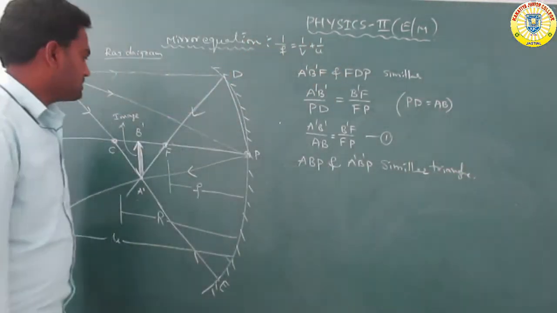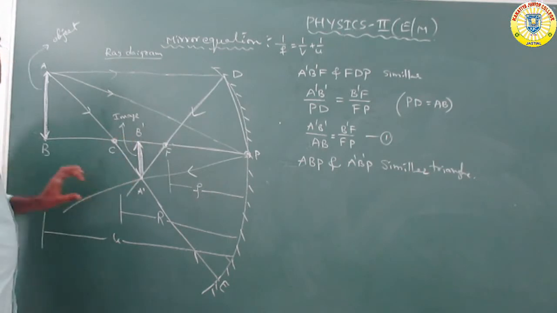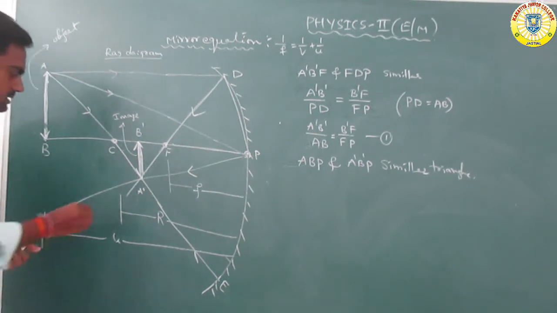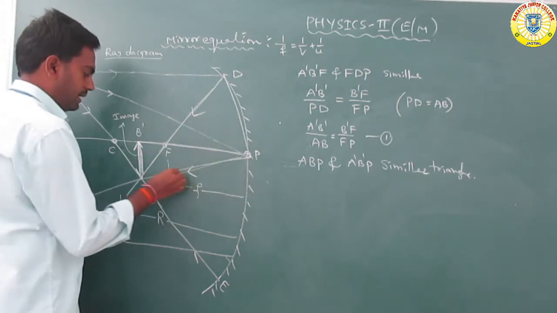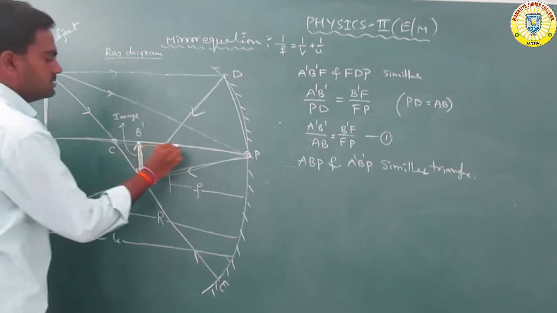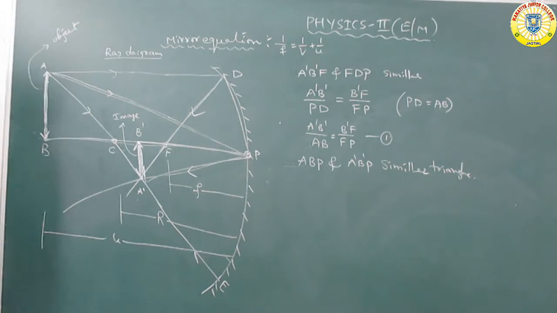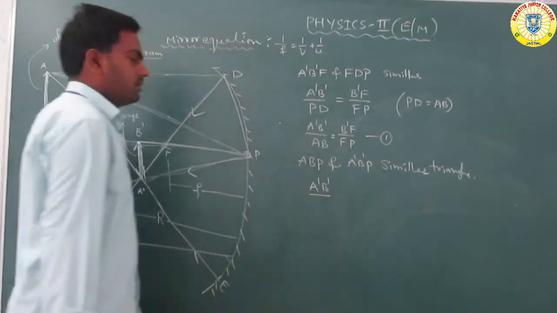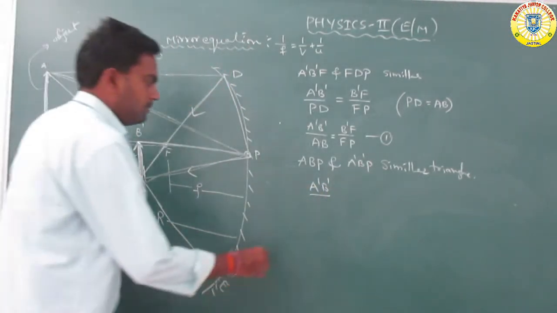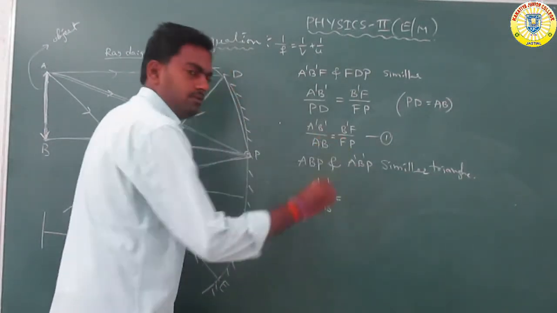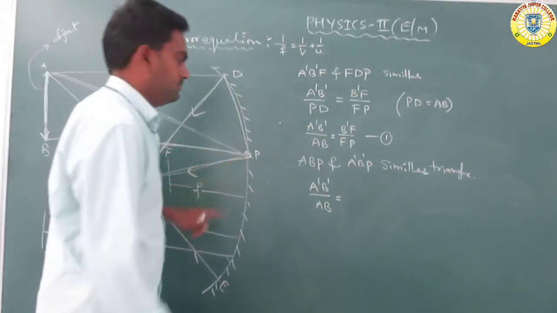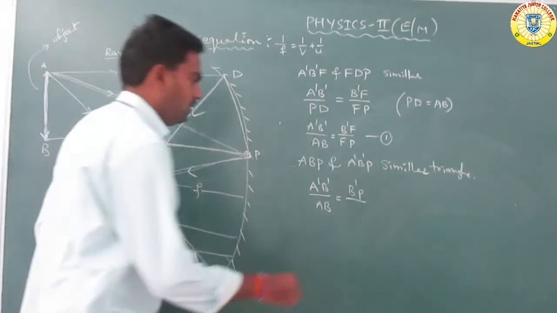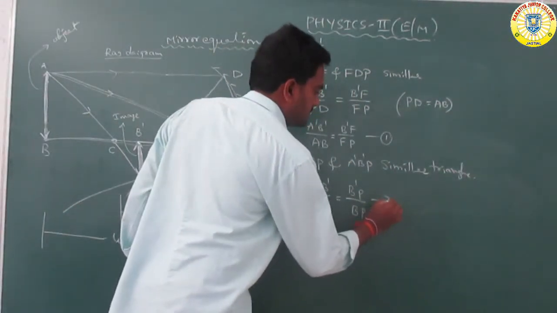In similar triangles, the height is A dash B dash in one and AB in the other, and the total base is B dash P in one and BP in the other. So A dash B dash by AB is equal to B dash P by BP. This is equation 2.